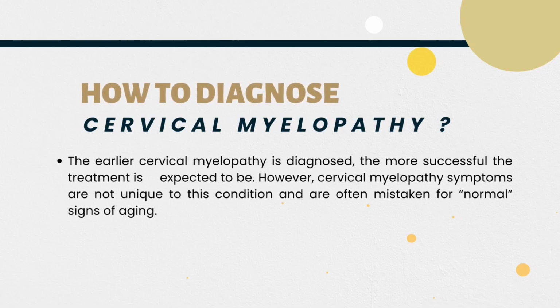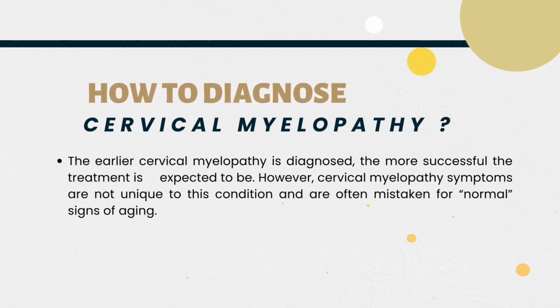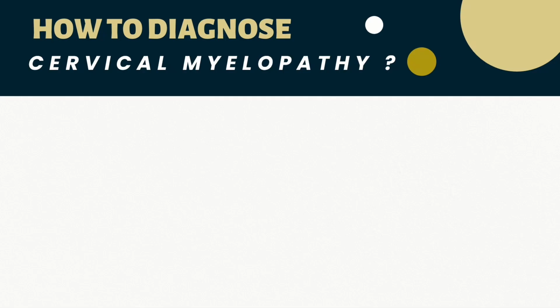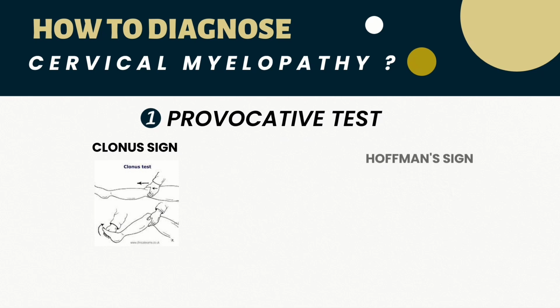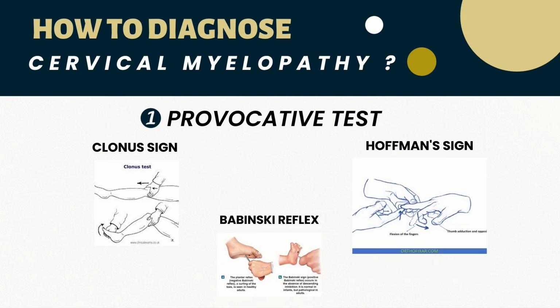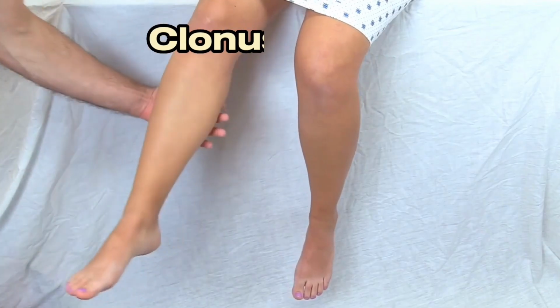How to diagnose cervical myelopathy? The earlier cervical myelopathy is diagnosed, the more successful the treatment is expected to be. However, cervical myelopathy symptoms are not unique to this condition and are often mistaken for normal signs of aging. To diagnose cervical myelopathy, we can first use provocative tests, which consist of Clonus sign, Hoffman sign, and Babinski reflex. The first test is Clonus sign.